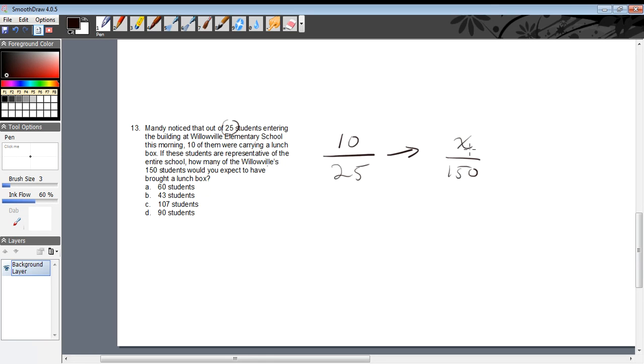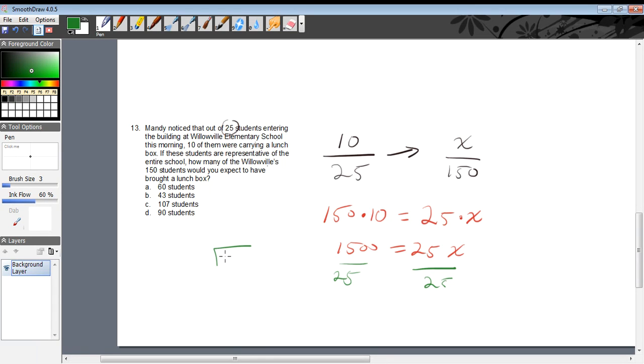Now we want to figure out how many, this x here, would bring it out of 150. So I can cross multiply and then divide by x. So 150 times 10 is equal to 25 times x. So 1500 is equal to 25x. And then lastly, I can divide both sides by 25, which will give me top in, bottom out, 1500 divided by 25.